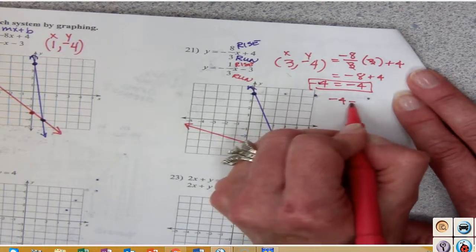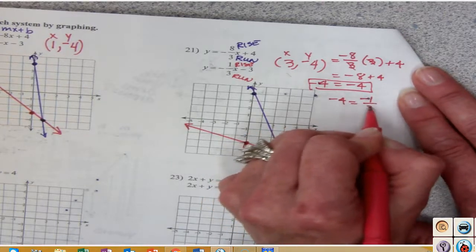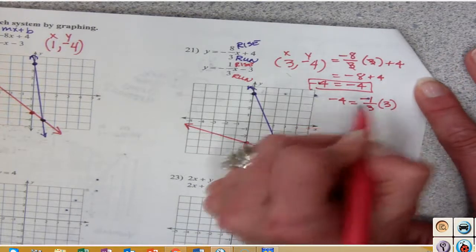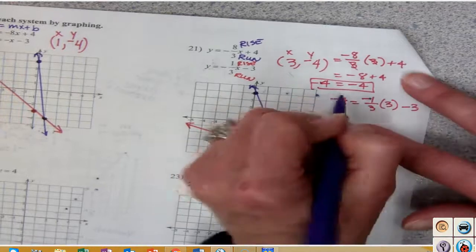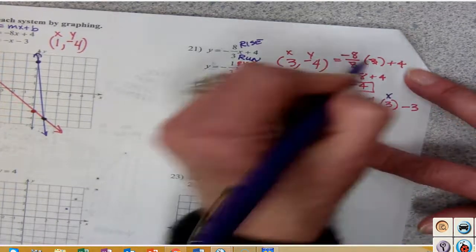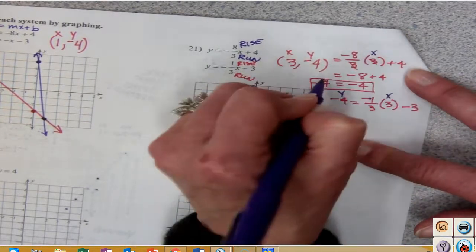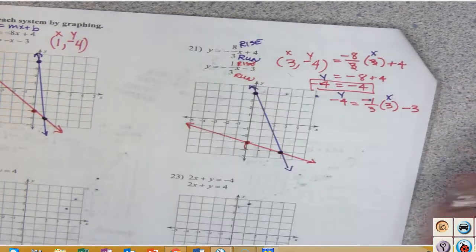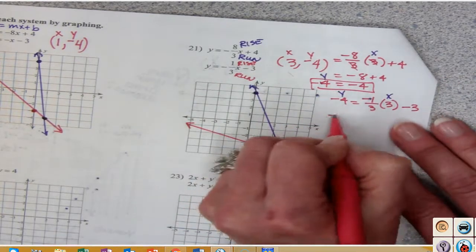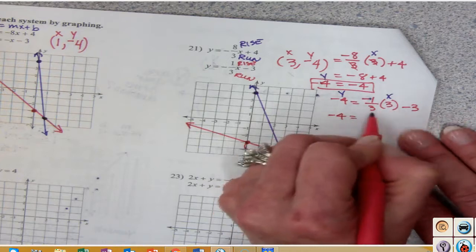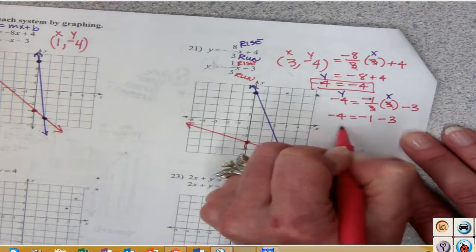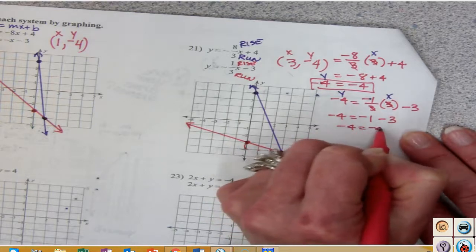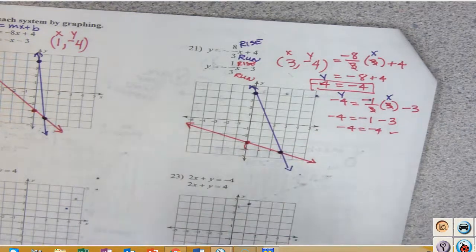Negative 4 should equal negative 1 over 3 times 3 as my x, minus 3. This is my y, this is my x. So I get negative 4 equals, these cross each other out, negative 1 minus 3, negative 4 equals negative 4. So that checks out. So now I know I've got it correct.